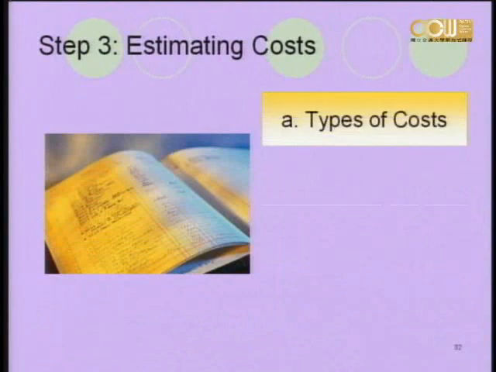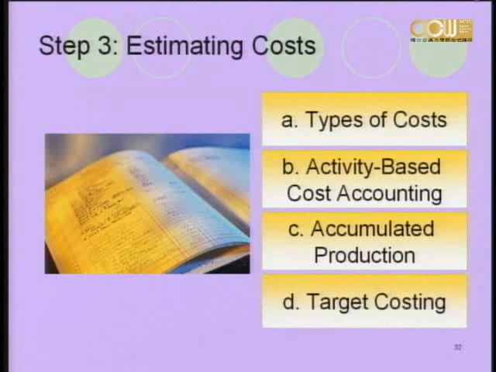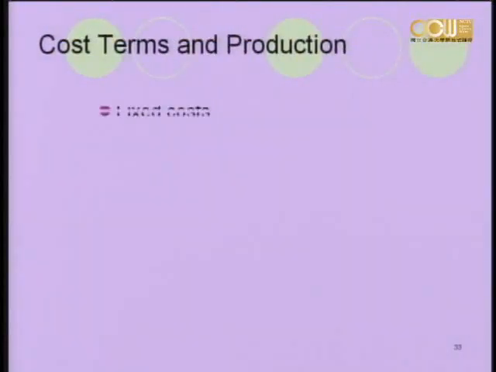Third one is the cost. And again, there are all kinds of costs here. We have types of cost, activity-based cost, accumulative production, right? All these are related to cost. And very quickly, I can tell you that this is the so-called learning curve, okay? Activity-based costs, these are a lot of marketing activities, for instance. All right, so these are about the cost. And then the target costing, okay?